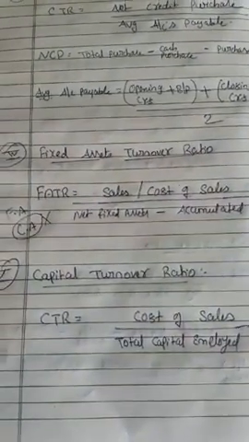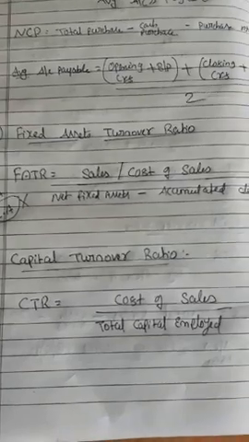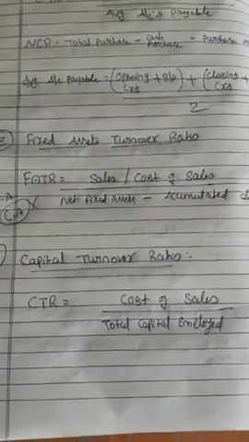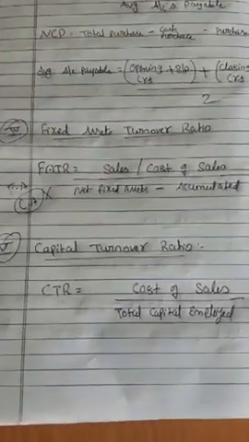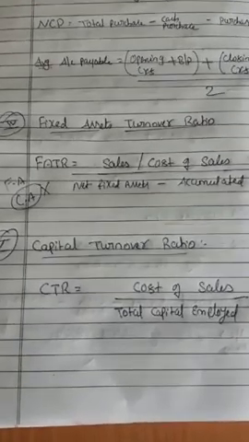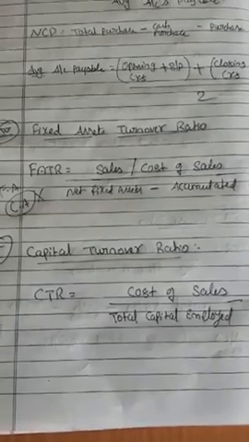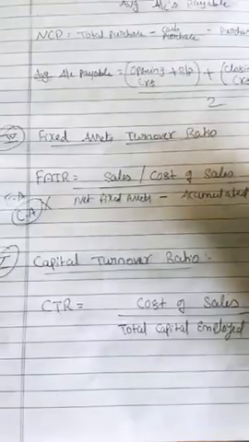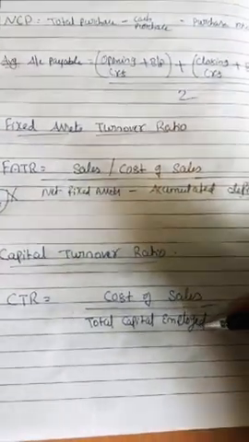And next, the last one, capital turnover ratio. The formula states, or let us discuss the meaning first, where it shows the relationship between cost of sales and total capital employed.